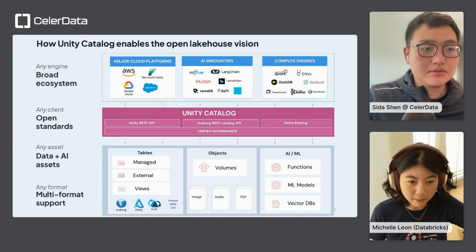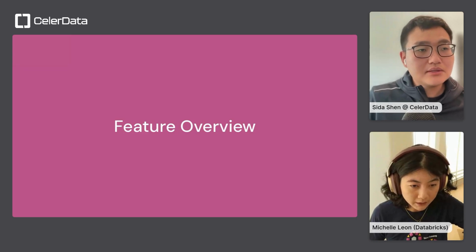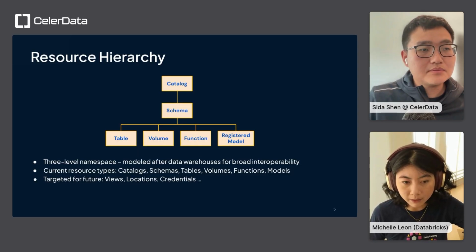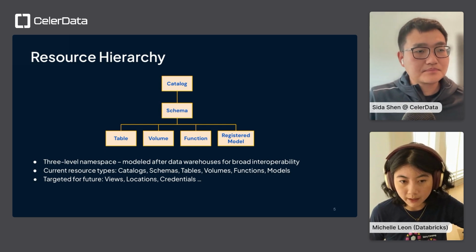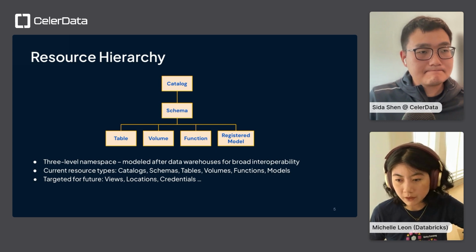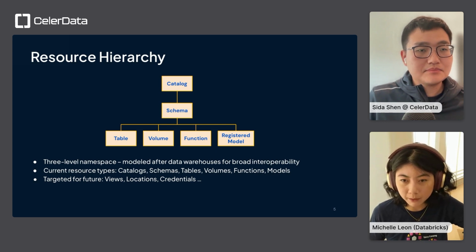Catalog is the top level of the resource hierarchy. Here I have a little bit of a feature overview. It's a three level namespace modeled after data warehouses. So you have catalogs and then schema, and then these are the different objects like tables, volumes, functions, and registered model. So this is how they're related. This should directly answer your question.